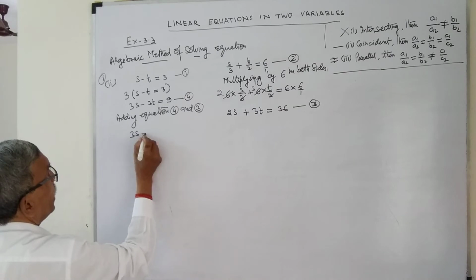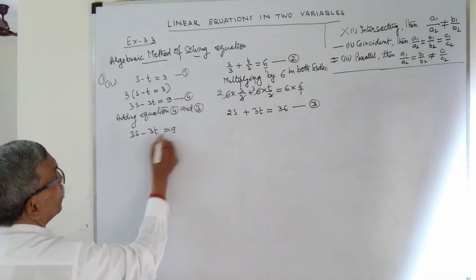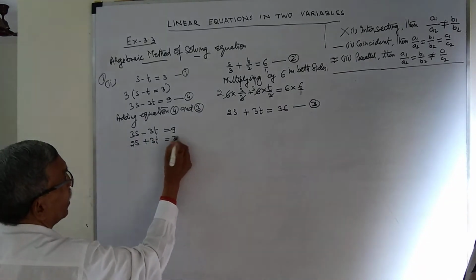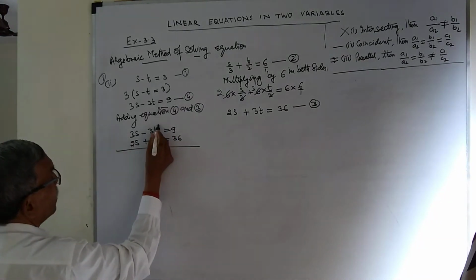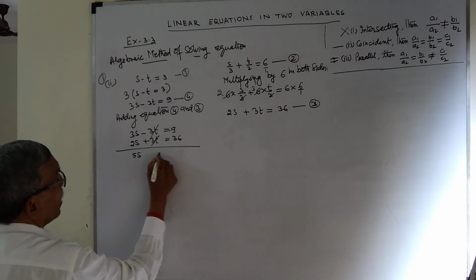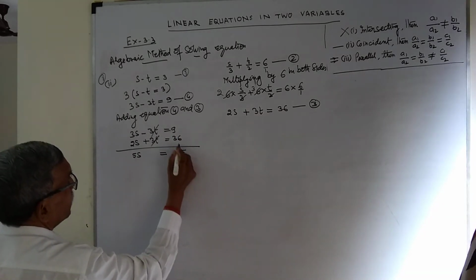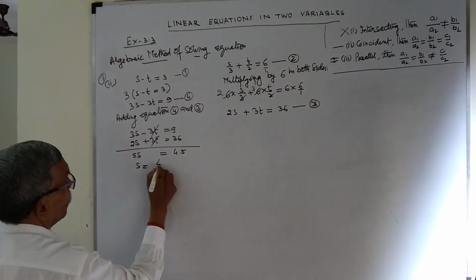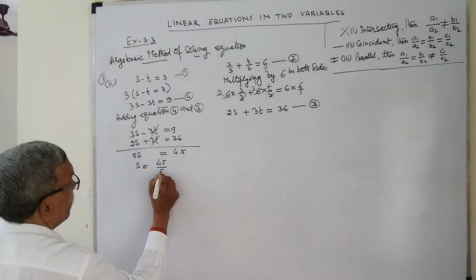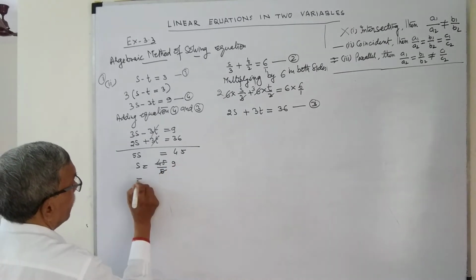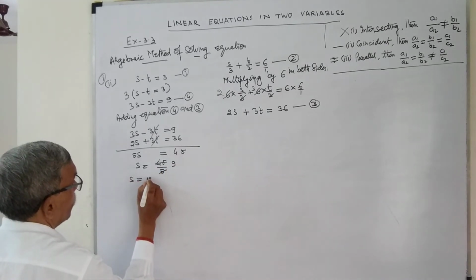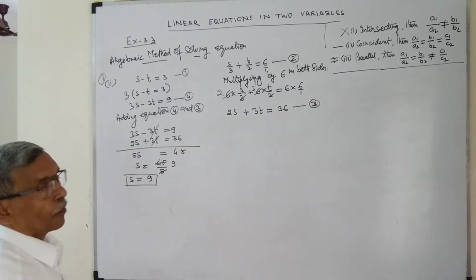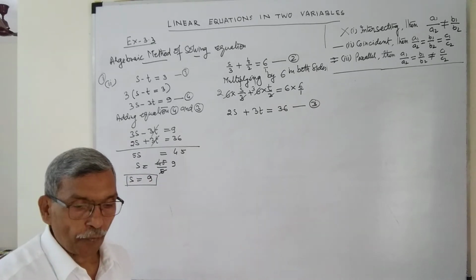So 3s minus 3t is equal to 9, and 2s plus 3t is equal to 36. If we add, this will cancel. This is 5s is equal to 45. So s is equal to 45 by 5, so it is 9. So s is equal to 9. So this is our one answer. We got the value of s.